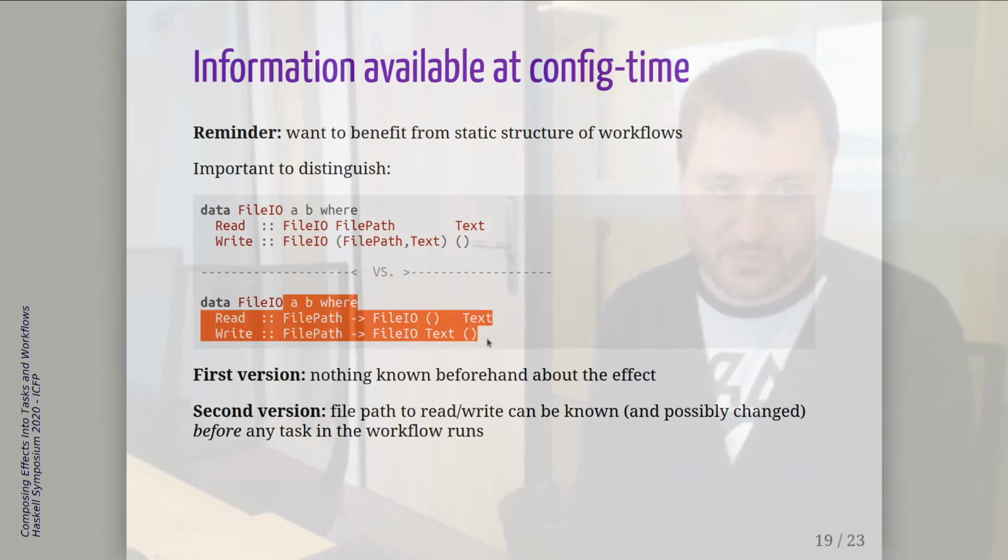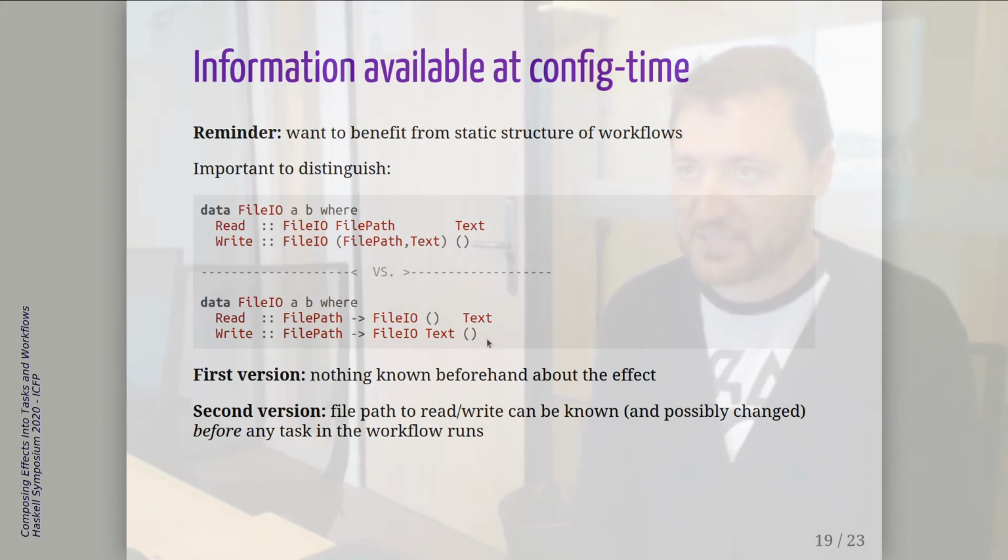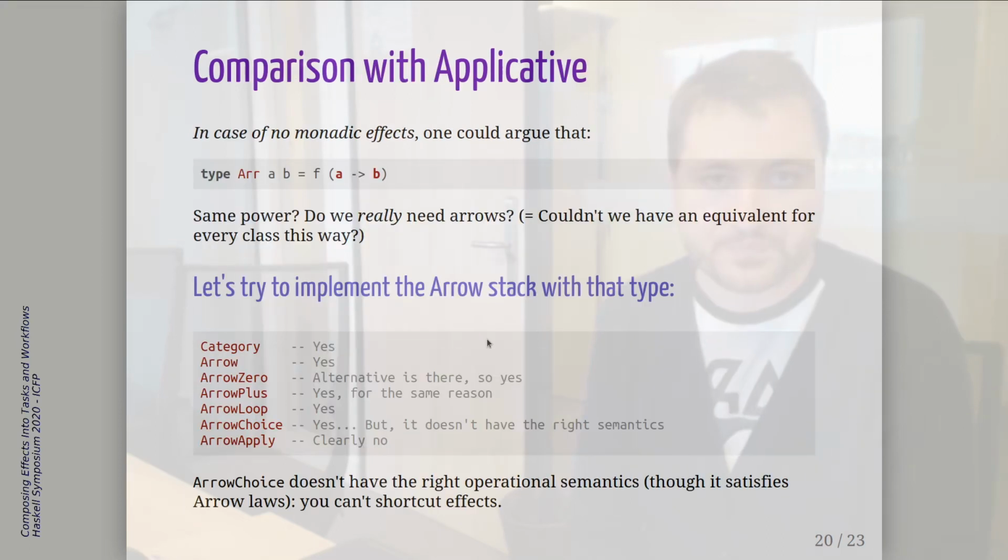So this form of representing binary effects gives rise to more potent static analysis of the workflow and more potent config time computations. So a common, not to say complaint, but a common remark that we've received about that work is: do we really need to use arrows for that? Couldn't we just do the same with applicative functors and monads?